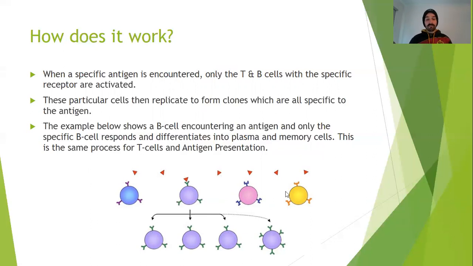We don't need the other three at the moment, as we're facing a triangle antigen. These other three B cells won't actually work, so there's no point spending energy replicating those cells over and over. We only want to replicate and clone the cells that we know can respond to the antigen at that time.